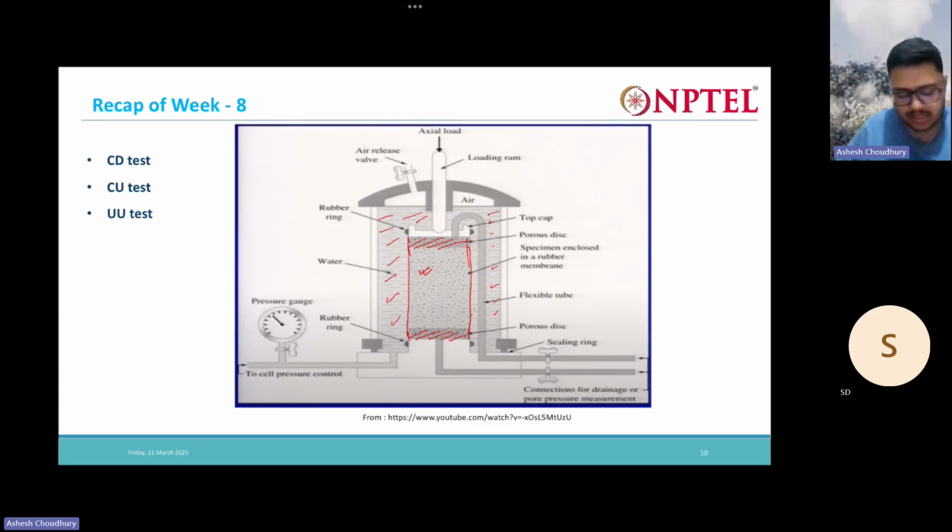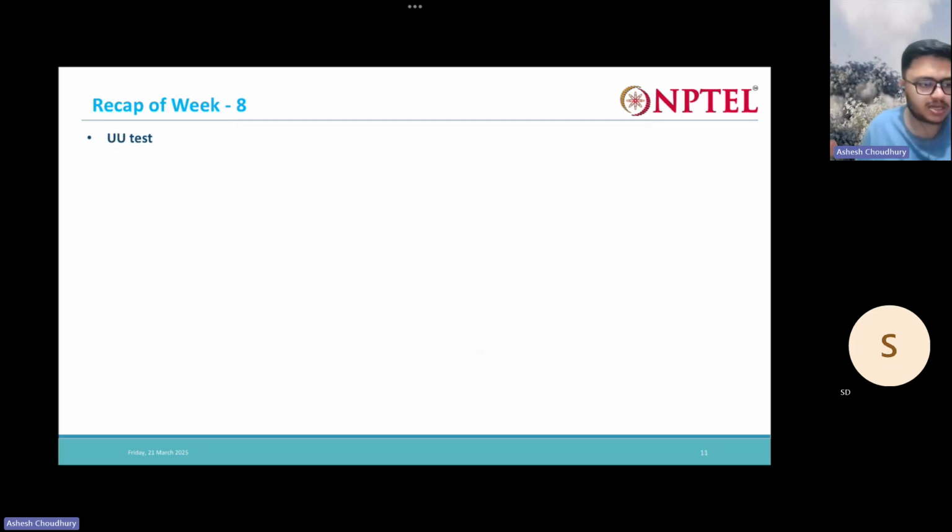Let us see the CU and CD tests in detail a bit, but not that much. This was already discussed in the class, and it's also given in detail in the book. So we'll just roughly see what these tests are.